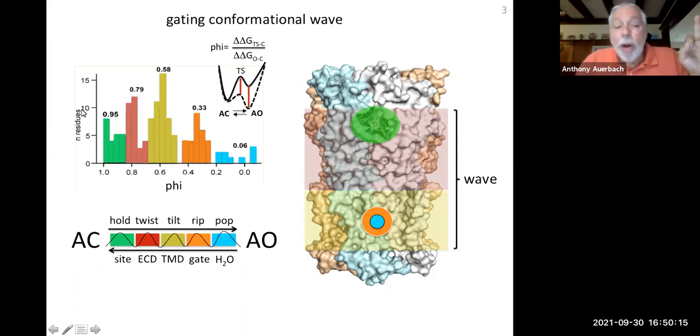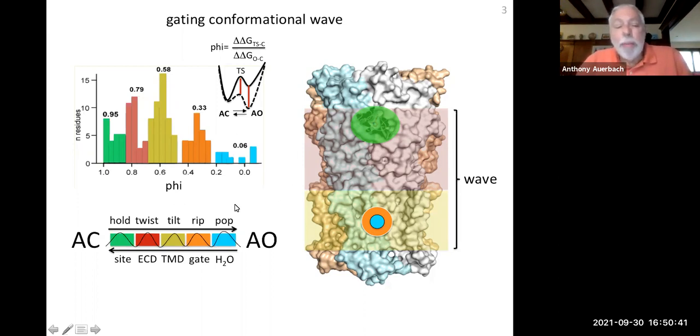It turns out all the green guys, the early guys, are at the binding site. Those are the ones that do hold. The red guys are in the extracellular domain. The yellow guys are in the transmembrane domain. The orange guys are around the gate, and the blue guys, which were hard to measure, are right at the gate, at the 9' position in M2. So we have structural information from phi.